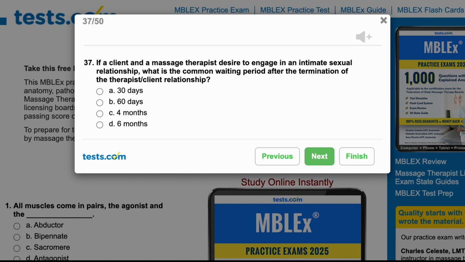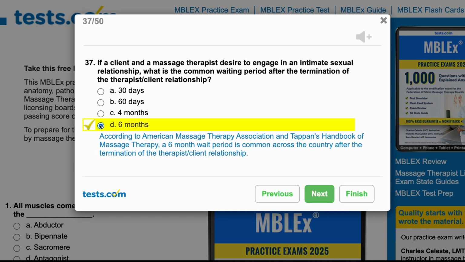Question 37. If a client and a massage therapist desire to engage in an intimate sexual relationship, what is the common waiting period after the termination of the therapist-client relationship? A. 30 days. B. 60 days. C. 4 months. D. 6 months. D. 6 months. According to American Massage Therapy Association and Tappan's Handbook of Massage Therapy, a 6-month wait period is common across the country after the termination of the therapist-client relationship.